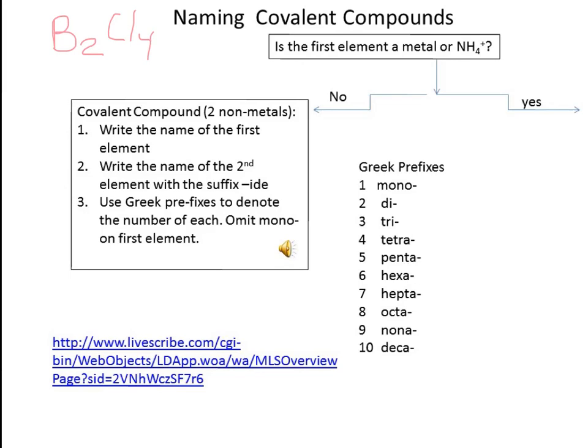So we write the name of the first element. Write the name of the second element with the suffix IDE, so chlorine becomes chloride. Use prefixes to denote the number of each. We have two borons, so diboron. We have four chlorines, so tetra. So it'd be diboron tetrachloride.